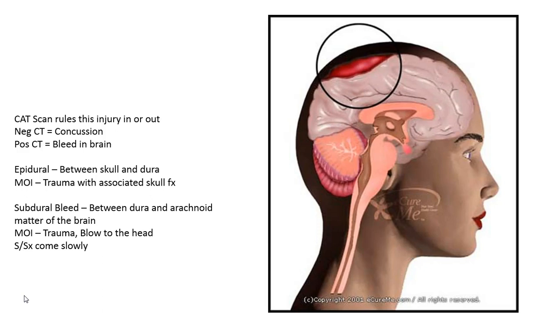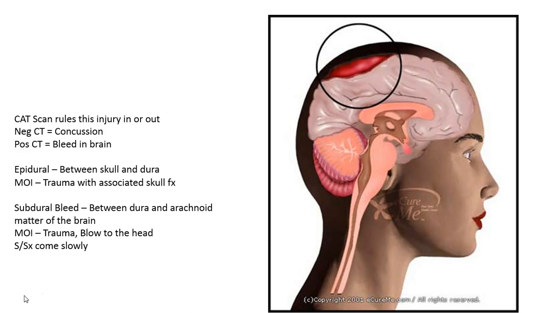So your epidural is between your skull and your dura. Again, usually these mechanisms of injury are associated with a skull fracture or trauma to the skull. And then a subdural bleed is between the dura and the arachnoid matter of the brain. And again, that can also be a blow to the head.